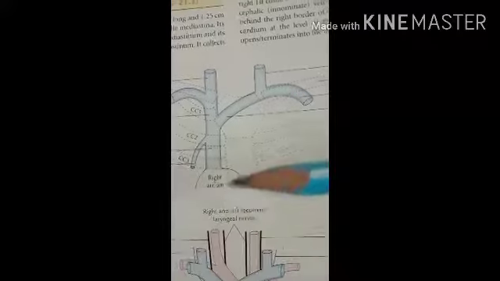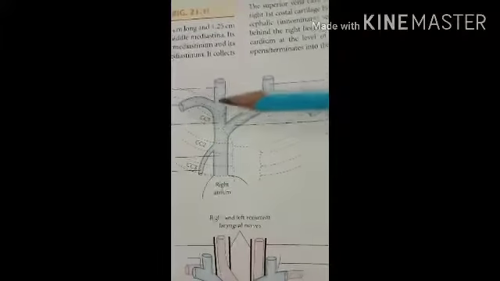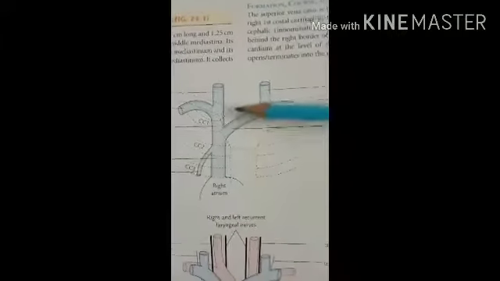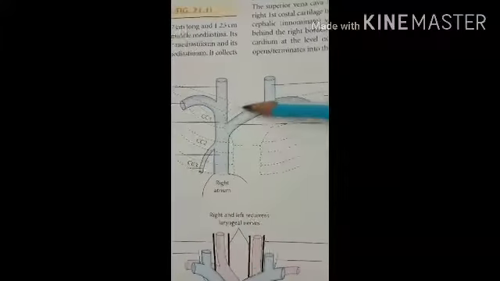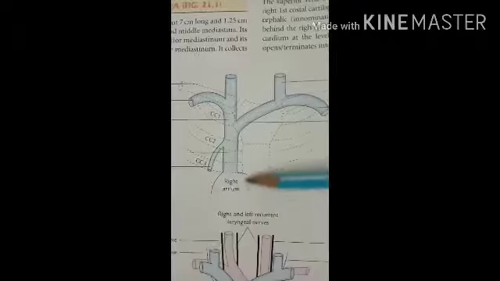So that is important. Then it collects the deoxygenated blood from the upper half of the body, that is the head, neck, upper limb, thoracic wall and the upper part of the abdomen, and it drains into the right atrium of the heart.